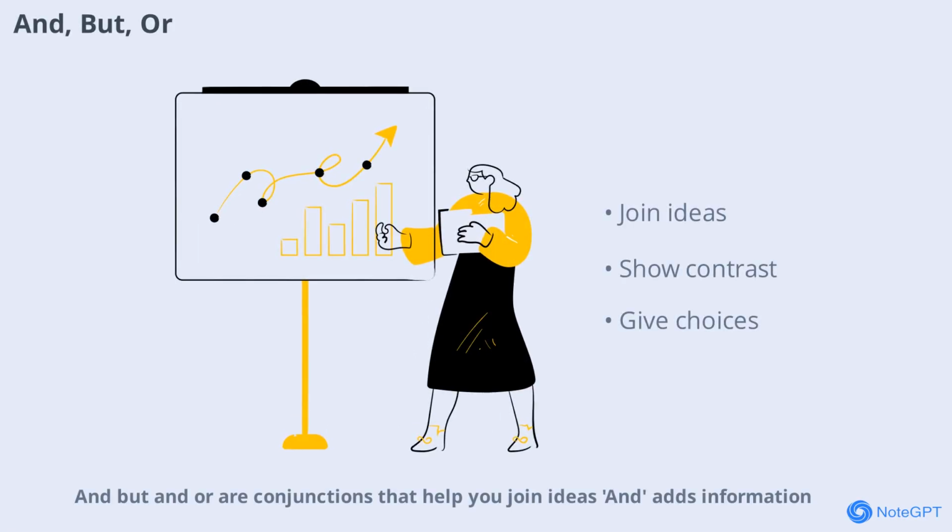And, but, and or are conjunctions that help you join ideas. And adds information, but shows contrast, and or gives choices. For example, I like tea and coffee, I want to go but I'm busy, or do you want tea or coffee? These words are used in almost every conversation.